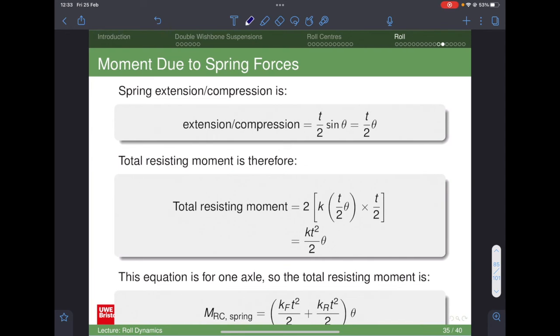But that's for one axle. Obviously there are springs in the front and the back, so you need to put both axles in there. The spring rates aren't necessarily the same, so you can separate it into Kf and Kr. T squared upon 2, you add them together and multiply by theta, and that will give you the moment about the roll centre of the springs.